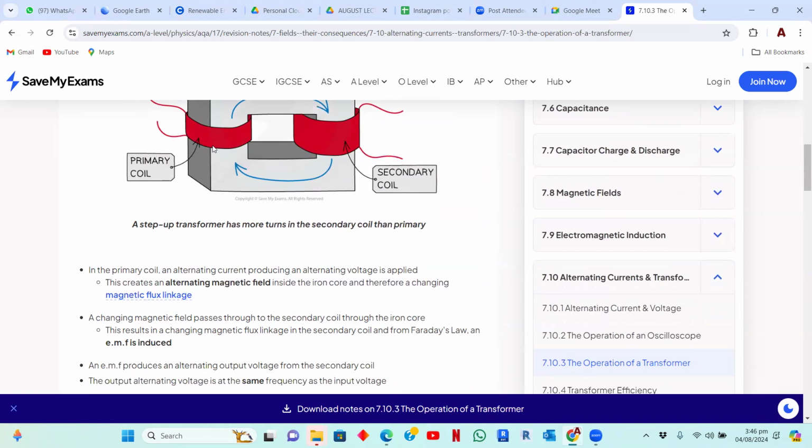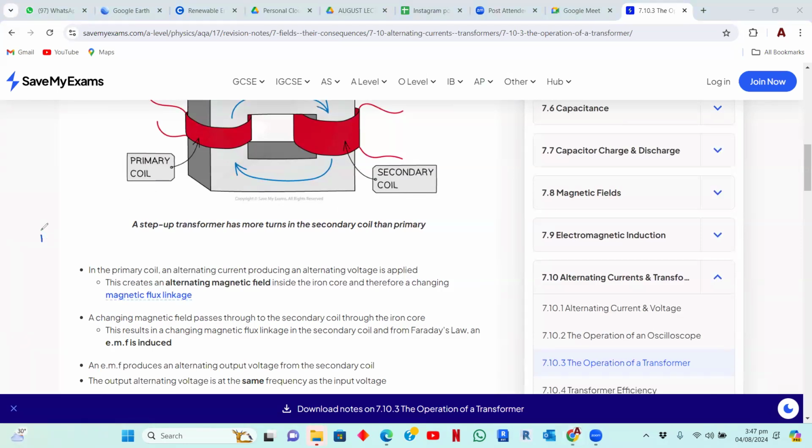So what happens at the primary coil is that a magnetic field is created. That magnetic field is then transferred to the secondary coil through this iron core. Okay, and the result is that the magnetic flux linkage changes in the secondary coil, because of Faraday's law of electromagnetic induction, and that as a result induces EMF.